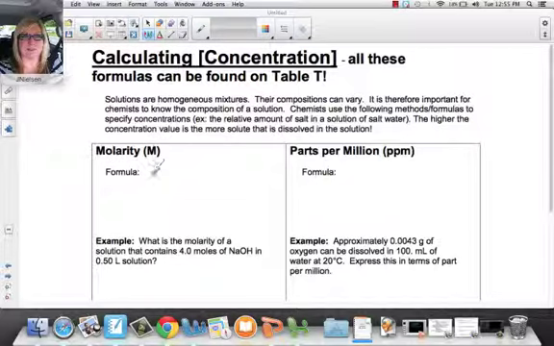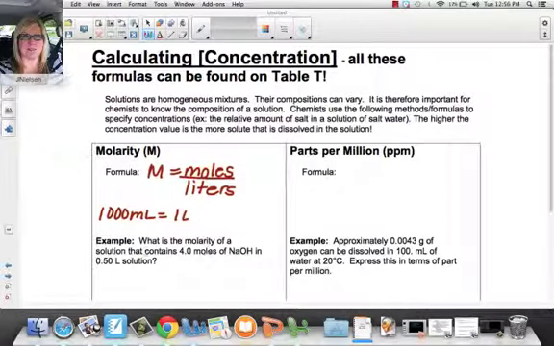The higher the concentration, the more solute that is dissolved in solution. So on the back of your reference table, you have a molarity formula that says molarity equals moles over liters. And one important piece of information that you need to know here is that sometimes they will give you the volume in milliliters. So 1,000 milliliters equals 1 liter, so you may have to do a conversion.